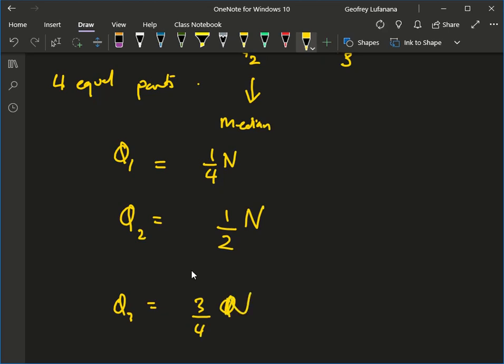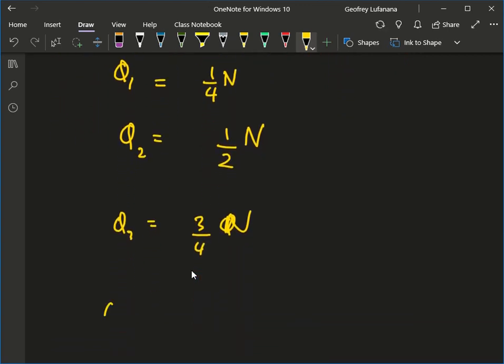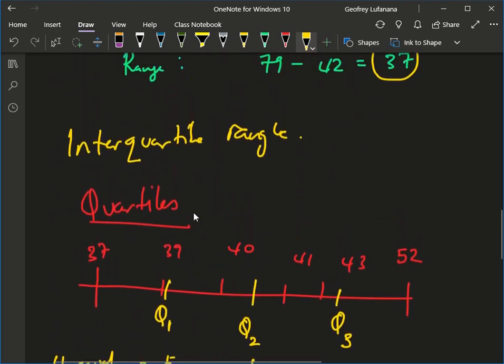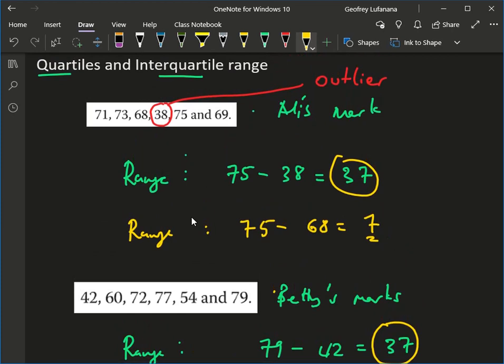So interquartile range becomes the difference between the upper quartile minus the lower quartile. That gives us the interquartile range. Now, why do we use the interquartile range once again? In order to cater for the fact that range on its own may not give us a good measure or analysis of the data.